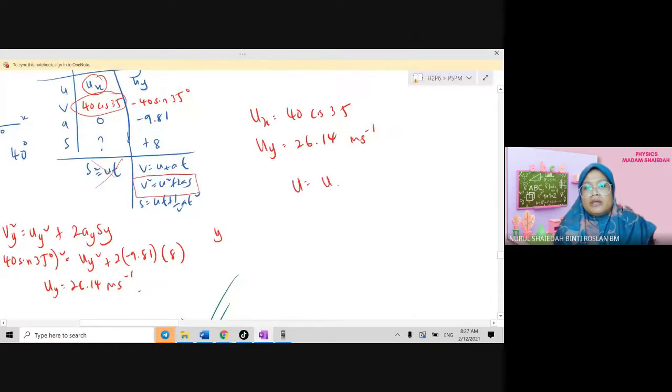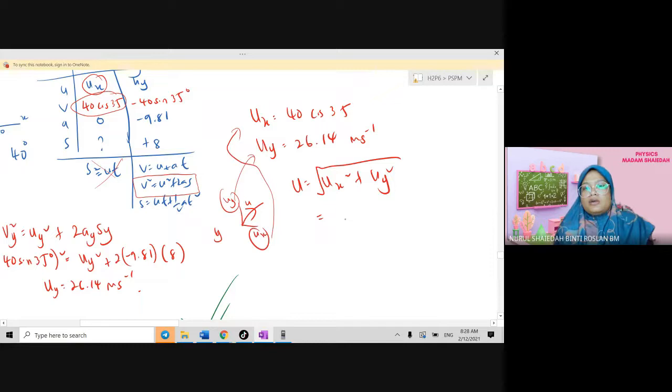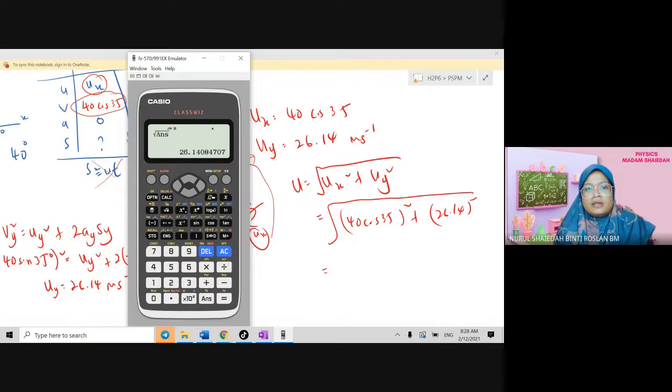They ask you to calculate u initial velocity. So u sama dengan ux squared tambah uy squared square root lah. Because u adalah macam ni. Dia keluar dalam keadaan dia ada paksi ux dan ada paksi uy. So yang inilah yang ni uy, yang inilah ux. Okay, so 40 cos 35 squared plus 26.14 squared lah. Square root. Dapat balik tadi. So tambah 40 times cos 35 squared. Okay, square root answer. So I will get my answer 26.65.